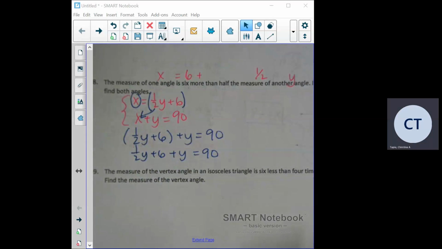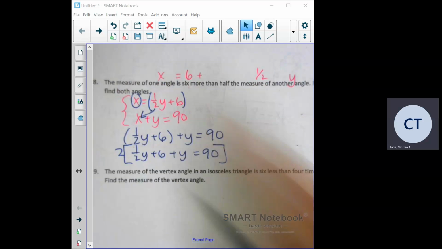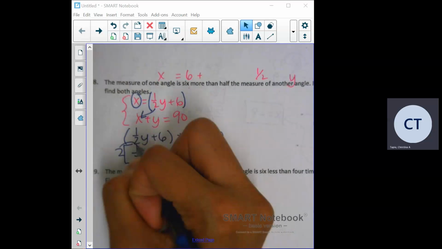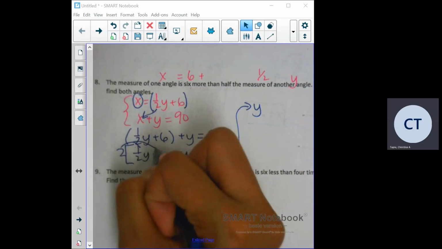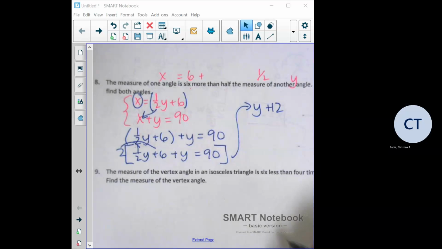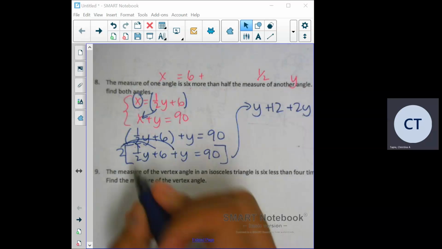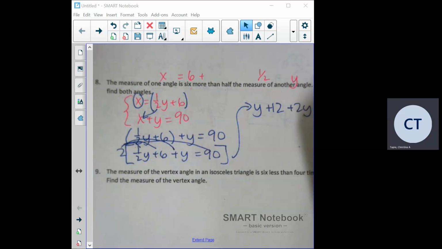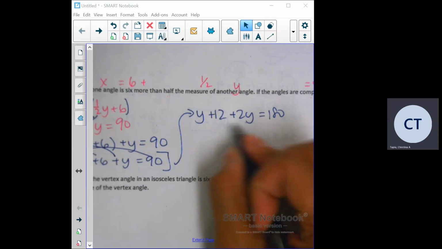From here, you can solve it however you want. I like to get rid of my fractions as much as possible. So to get rid of this fraction, I'm going to multiply the whole equation by 2. So 2 times 1/2 gives me just Y. 2 times 6 is 12. 2 times Y is positive 2Y. And 2 times 90 is 180. If you can solve all of these with whole numbers, I feel like you have a better chance of getting it right. So from here, I'm just going to combine my like terms and solve.